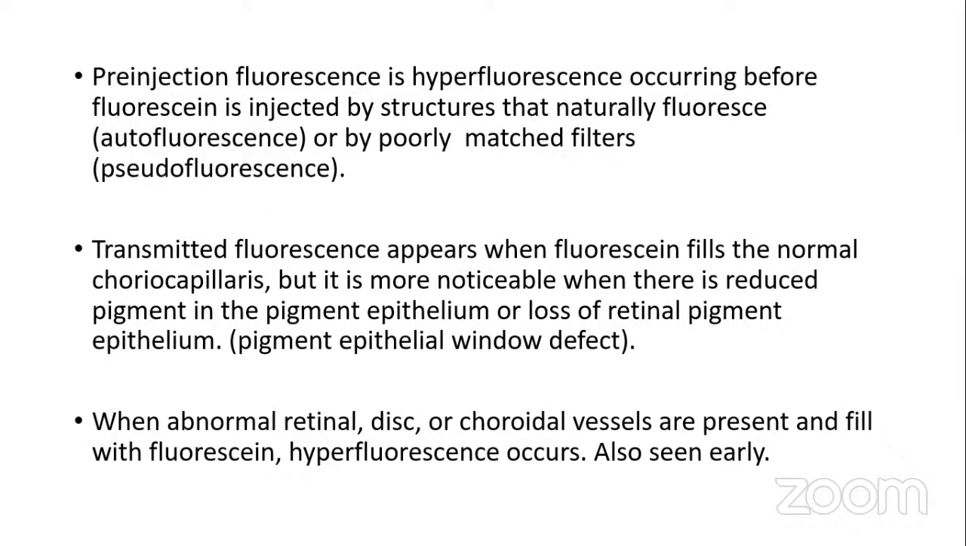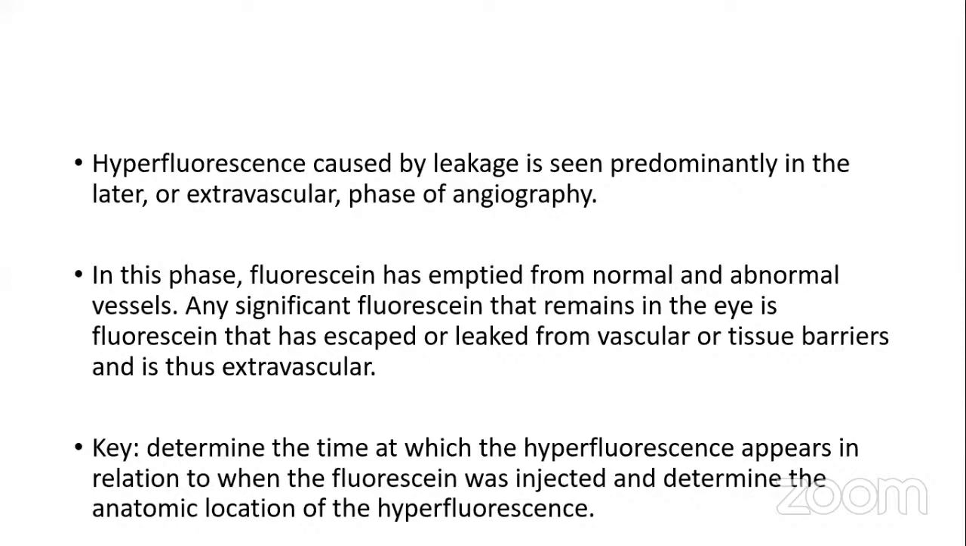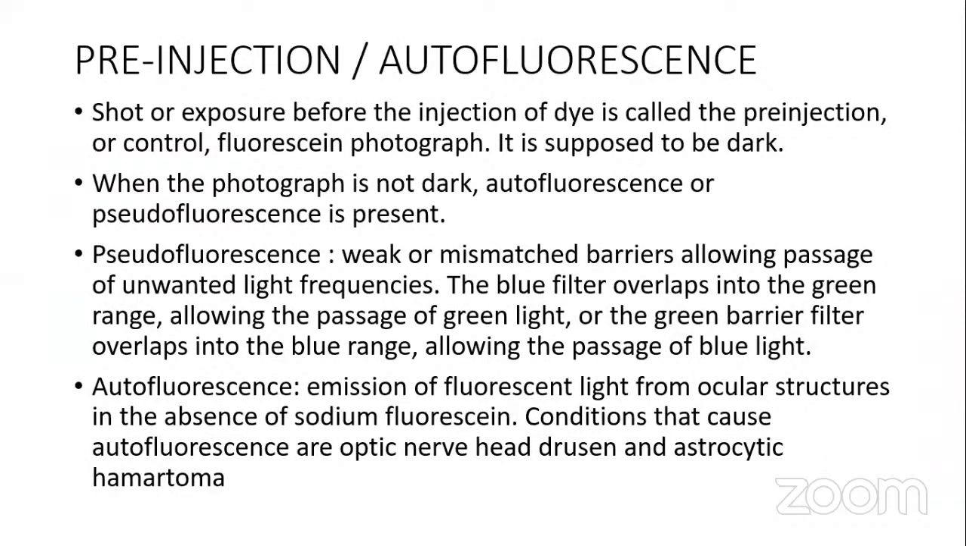Vessels. A vessel could be telangiectatic, or a vessel could leak. The dye comes off, it stains the vessel, it pools in an area. You see abnormal vasculature, new blood vessels, and all that. You characterize it, and then you decide, okay, what's going on? So the key is determining the time of the appearance of the hyperfluorescence in relation to when the dye was injected, and then the anatomic location of the hyperfluorescence. So I've talked about this.